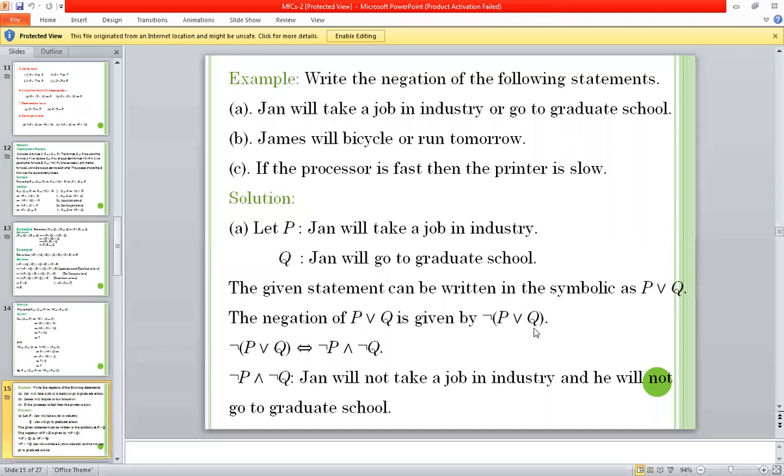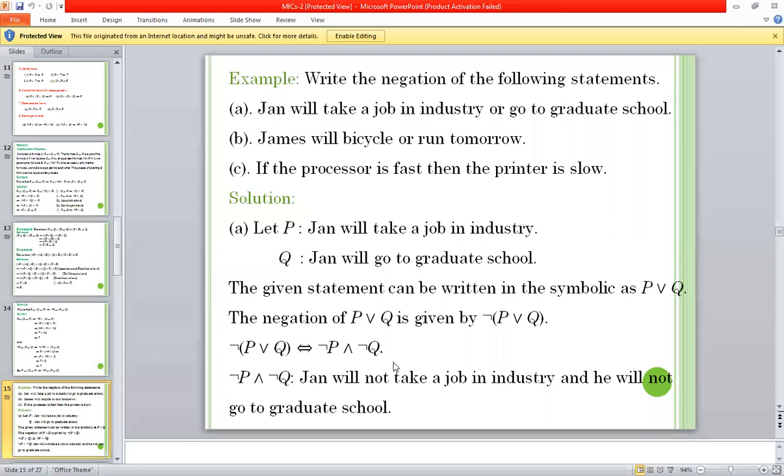This can be written by De Morgan's law. How can we write this? Negation P, the disjunction operator changes into the conjunction operator. Negation P and negation Q.